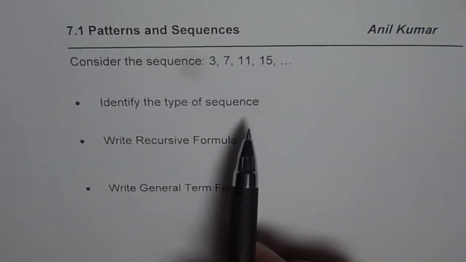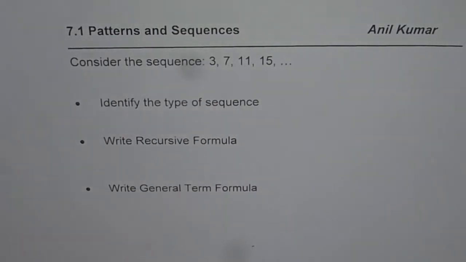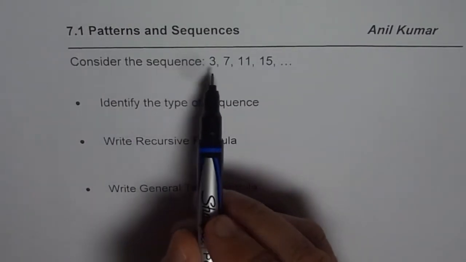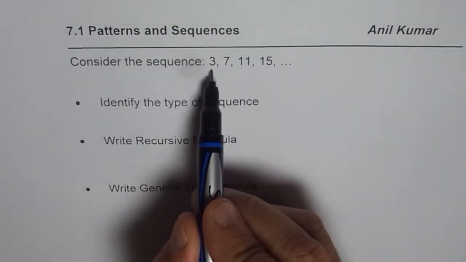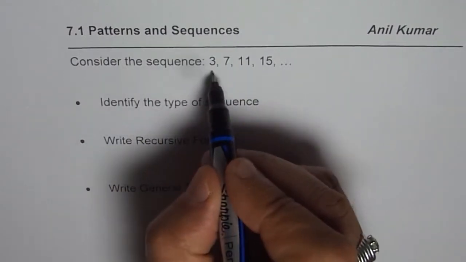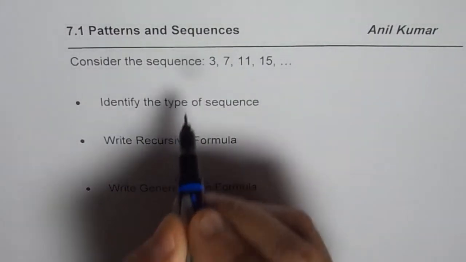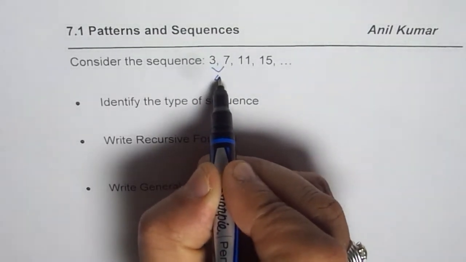Now when we are talking about type of sequence, we are basically looking into arithmetic or geometric sequence, right? Now, how to find the type? We need to analyze the consecutive terms. In this sequence, first term is 3, then we have 7, 11, and 15. Now, what is 7 minus 3? So we see 7 minus 3 is 4. So the difference is 4.